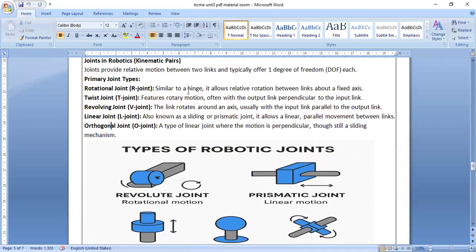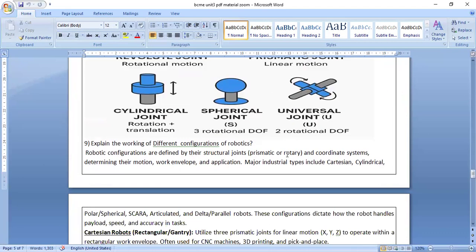You can see the rotational joint is similar to a hinge. It will give a relative motion. If you want relative motion, you have to take a rotational joint. If you want twisting motion, you have to take a twist joint. A revolving joint links joints around an axis. A linear joint is known as a sliding or prismatic joint. Orthogonal is a motion in perpendicular mechanisms.